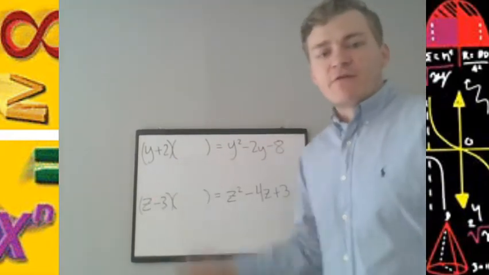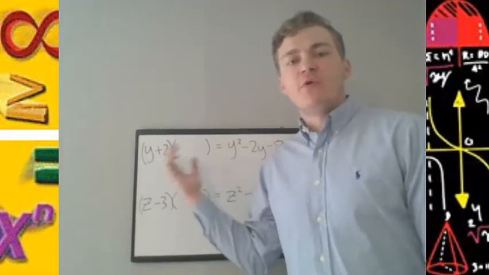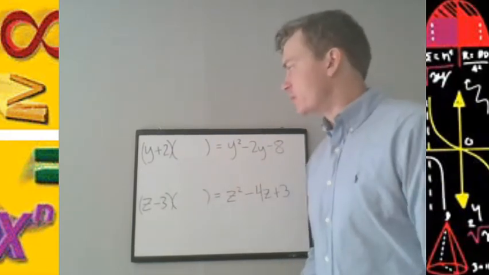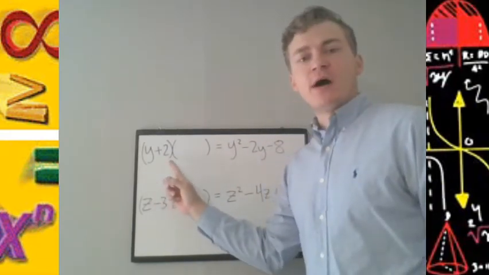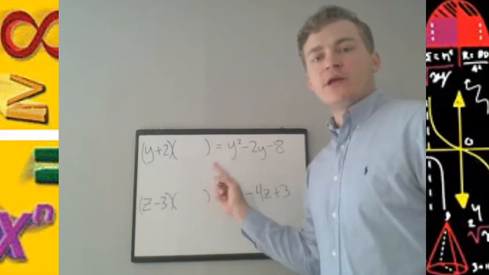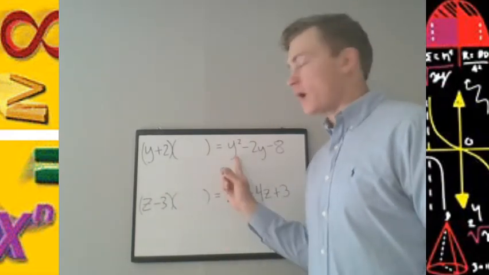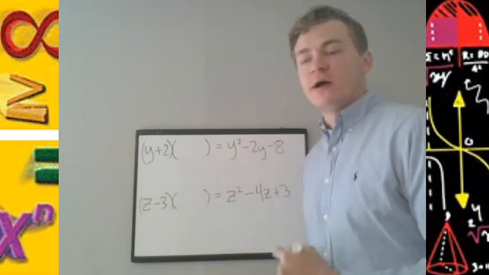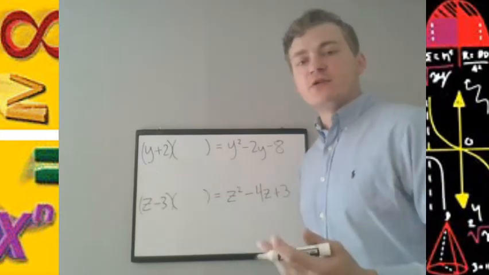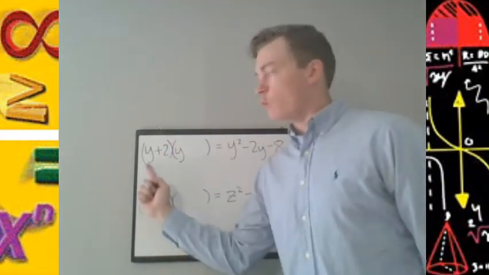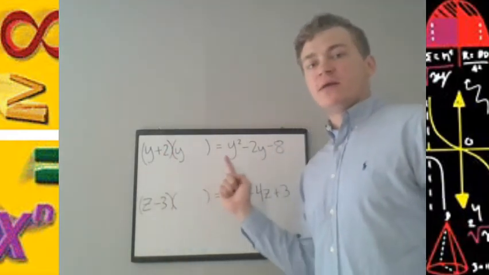Once again, thinking about our FOIL steps, what would we need to FOIL together with the y plus 2 in order to get the resulting trinomial? In other words, what should we multiply this y by in order to get y squared? Y times something is y squared. Y squared indicates two factors of y. This is only one factor, so we need two factors. We introduce that second factor. Y times y is y squared.